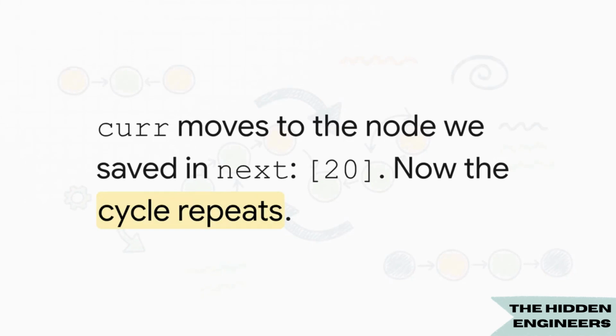We've got to move our spotlight, our cur pointer, to the next node we need to work on. And how do we find it? Well, that's exactly why we saved it in our next pointer back in step 1. So we just set cur equal to whatever next was holding, and now we're focused on node 20. The first cycle is done, and we're perfectly set up to repeat those 4 steps all over again.